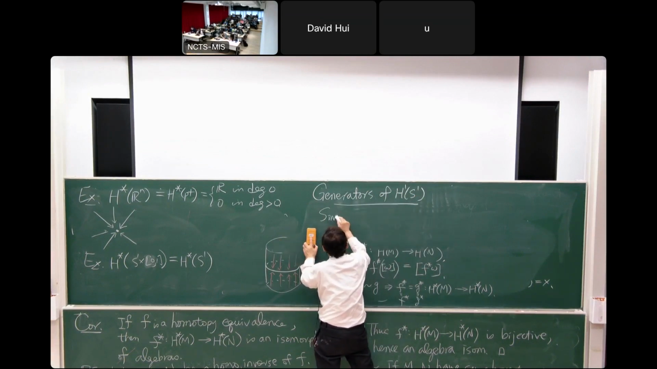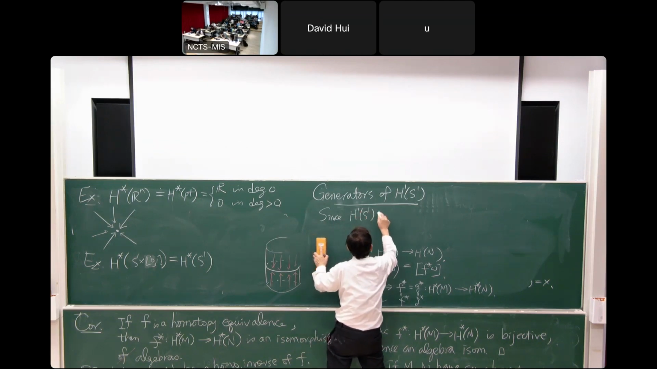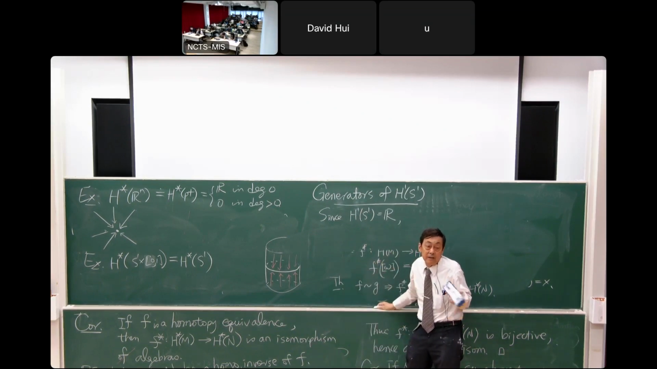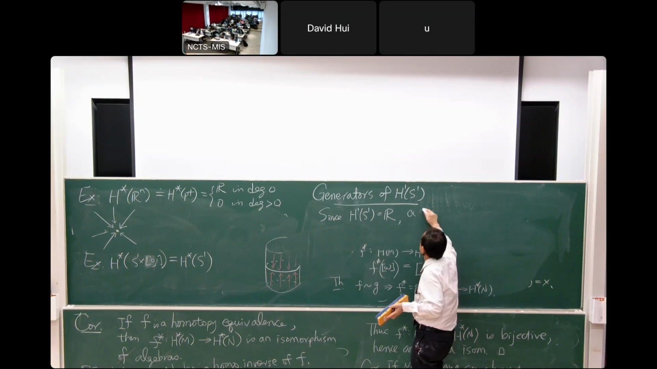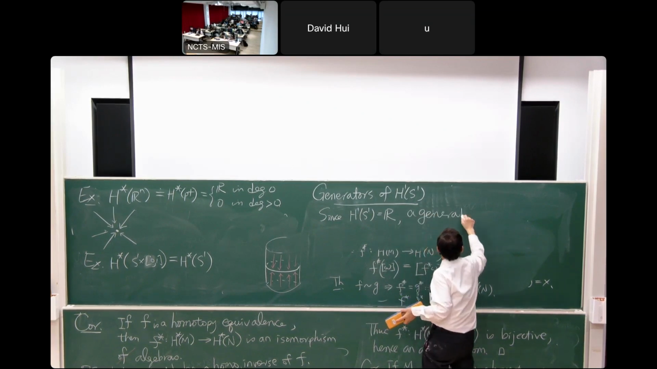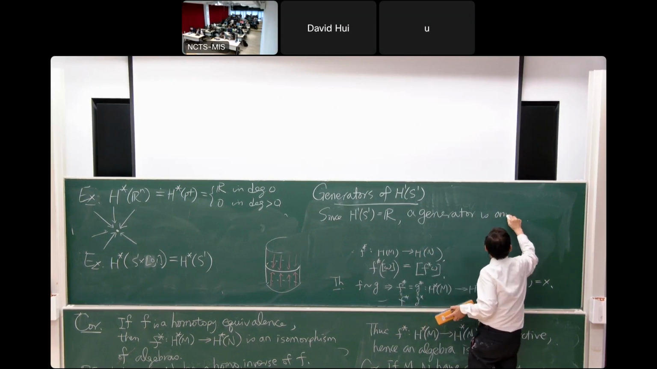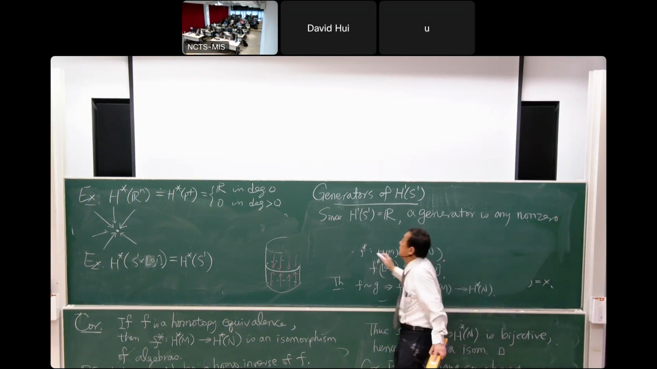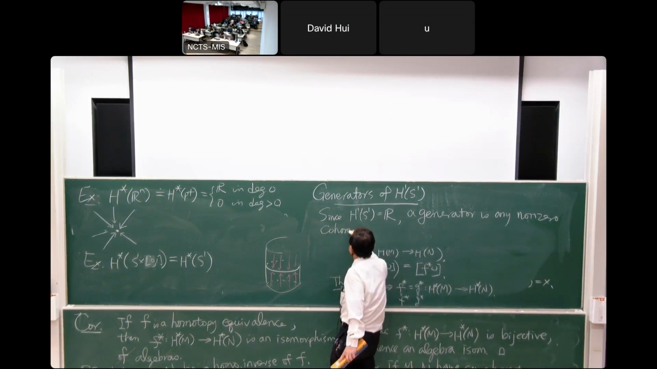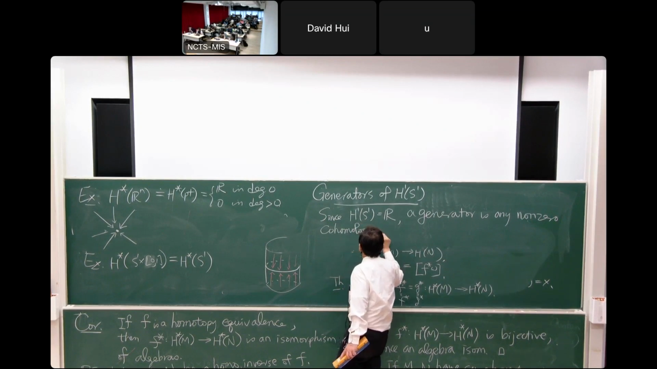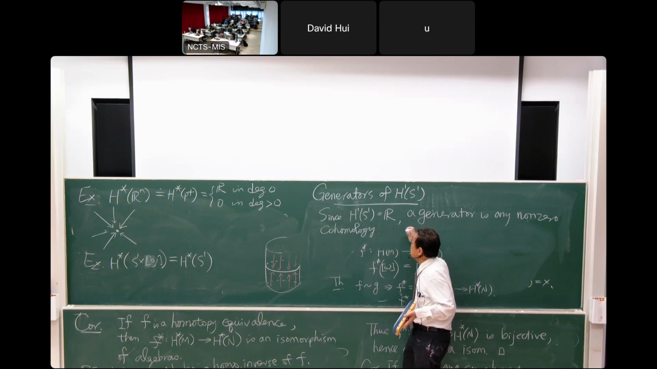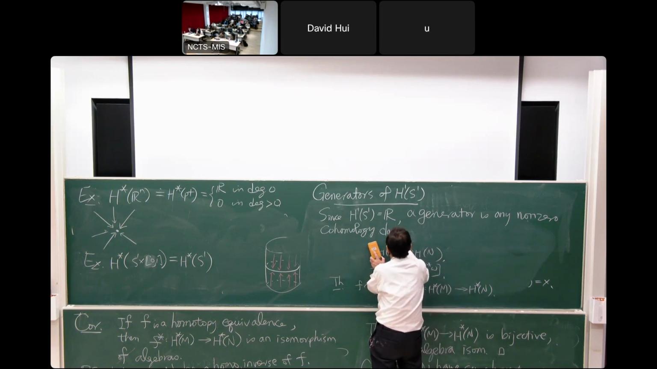Now, since we know that H1 of S1 is R, a generator is just any non-zero cohomology class, okay? Generators are elements that span the vector space, okay? So if you have just a non-zero cohomology class, it will be a generator.